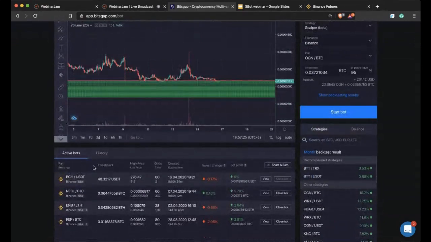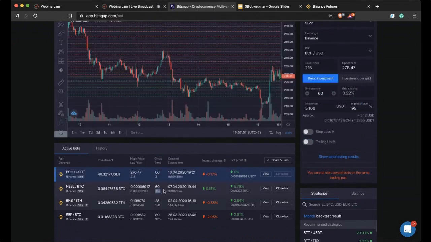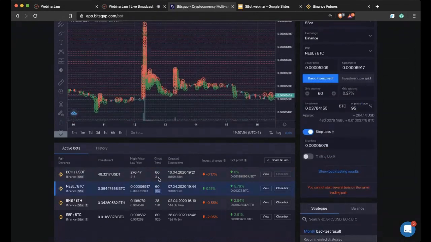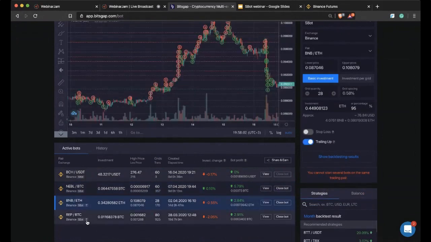Yeah, maybe I forgot to mention here, to be more precise, the investment value here is what you allocated to your active bot. High price, low price is exactly the trading range. It's the upper limit, and that's the bottom limit. Grids, you see 60, 60, 28, 80 is the amount of grids that you've set. And below is the total amount of trades that were executed by the bot. In this case, SBot, here also SBot, but with the trading up function, and here as well, SBot with the trading up function.